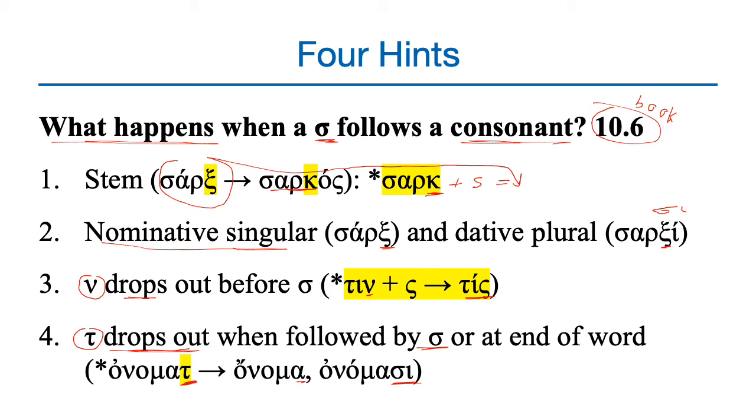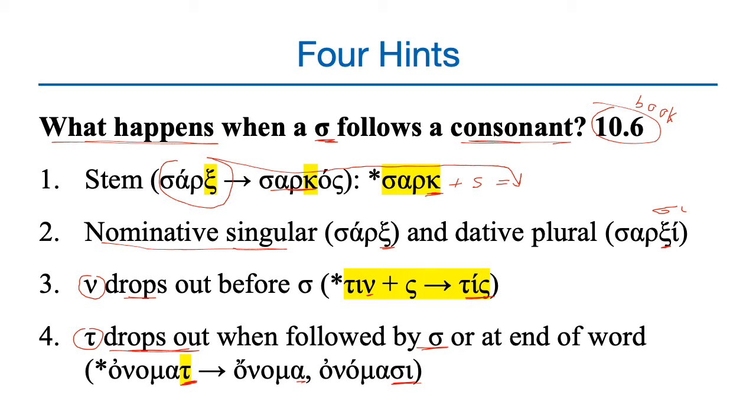Hint number 2. In the nominative singular, the sigma forms the xi when you add it to the kappa. In the dative plural, the case ending for dative plural is sigma iota, and when you add it to the kappa of the stem, you get xi. That's hint number 2.